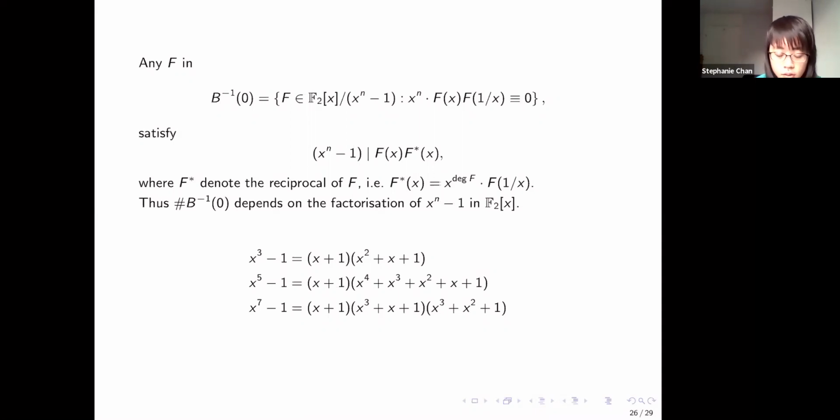If you look at degree 7, you now start to get factors that are not self-reciprocal. Then you have the choice to put, for instance, x^3 plus x plus 1 into f, and x^3 plus x^2 plus 1 into f star. You can also do it the other way around, and put the first one in f star and the second one in f. So this gives you more choices of f, and a higher count in this set.